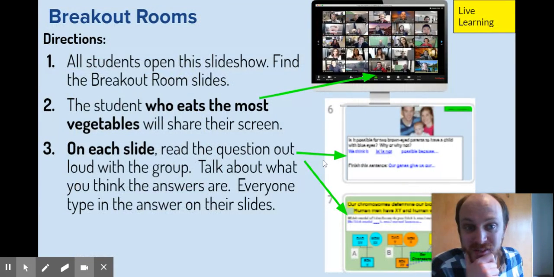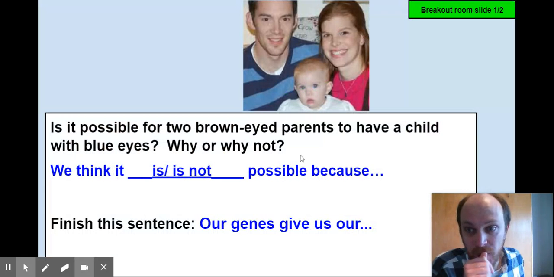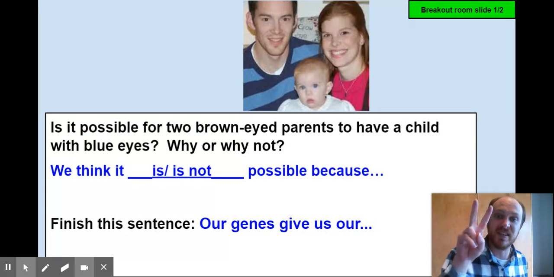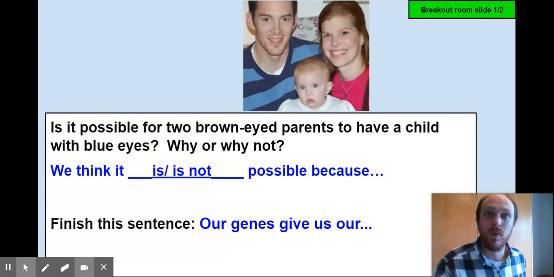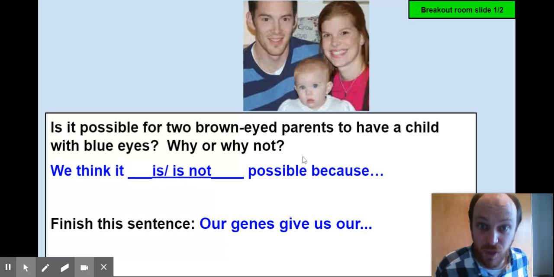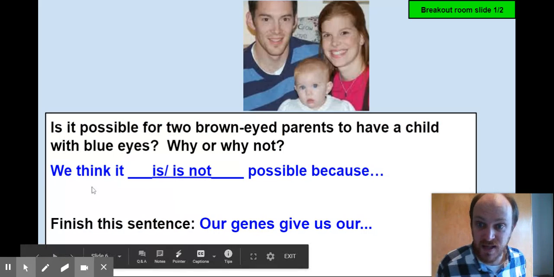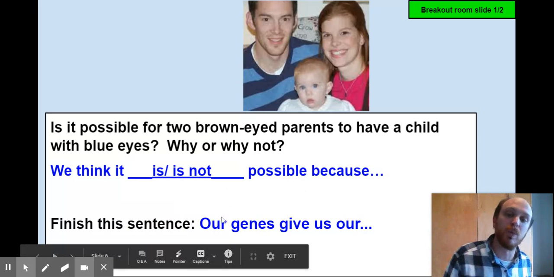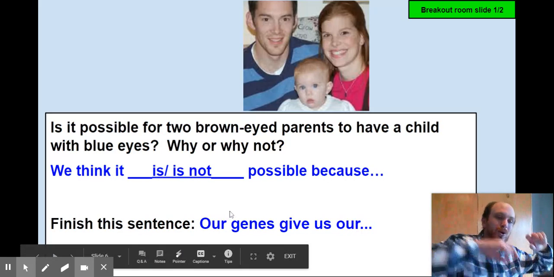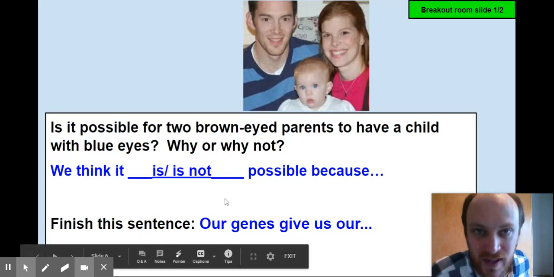Today in breakout rooms, we've got 2 slides to work on. Here's the first one. I want to know, is it possible for 2 parents that have brown eyes to have a baby with blue eyes? What do you think? Is that possible or not? Tell me if you think so. Then finish the sentence below. Our genes give us our... What are you going to do to end that sentence?